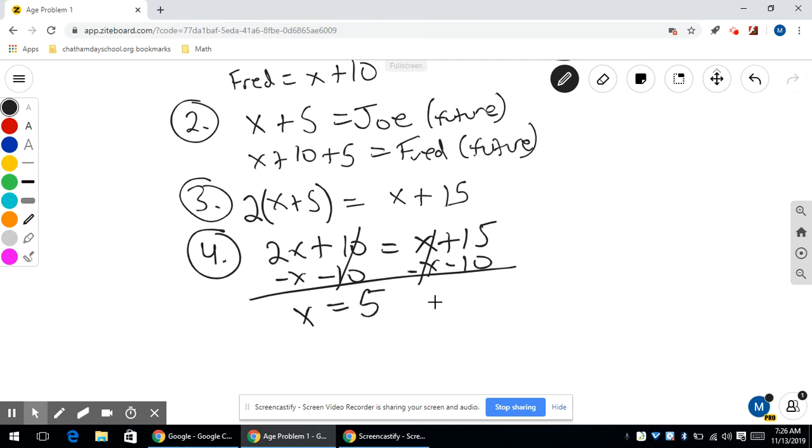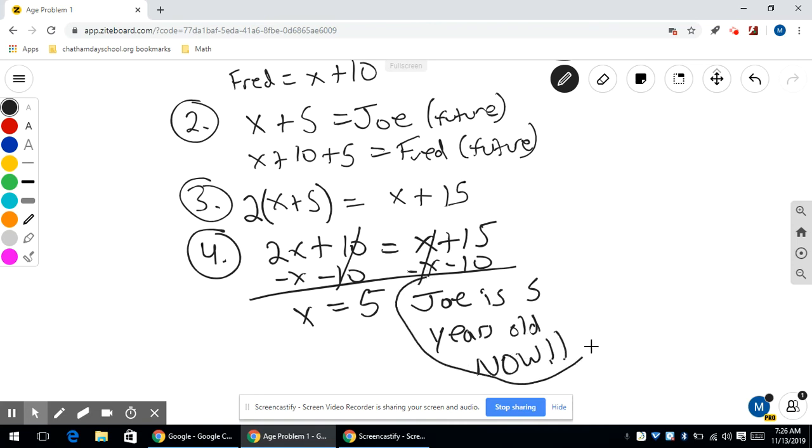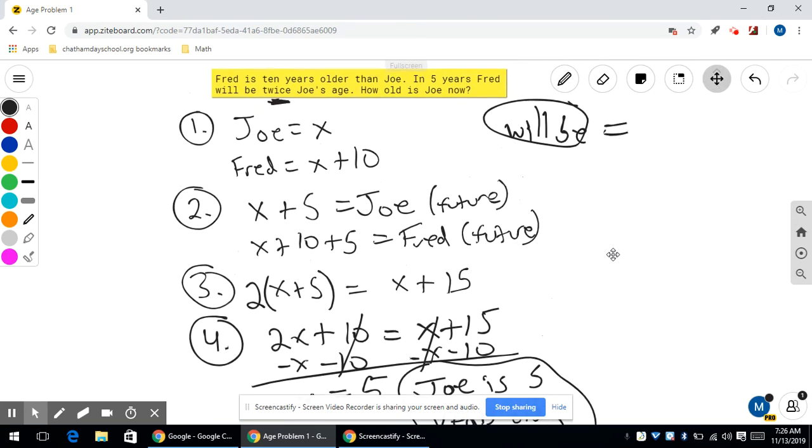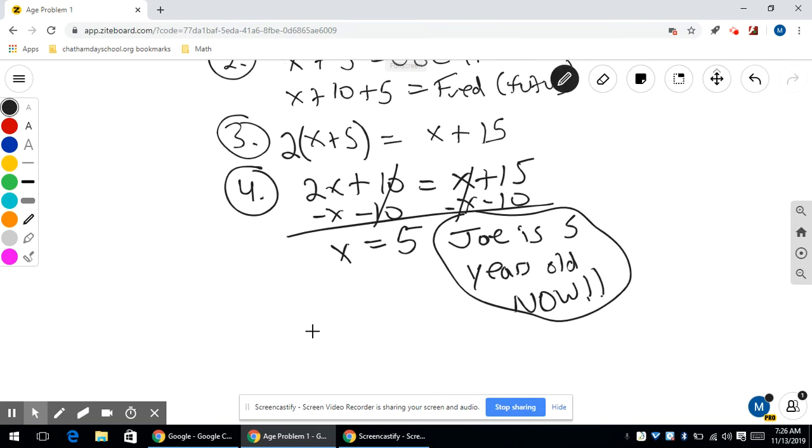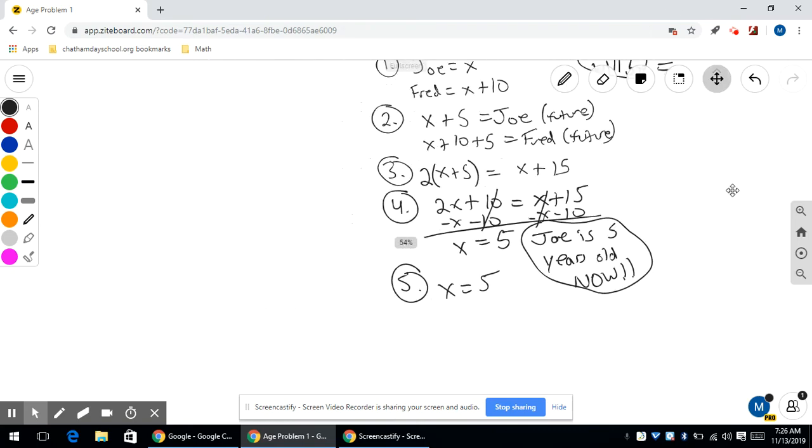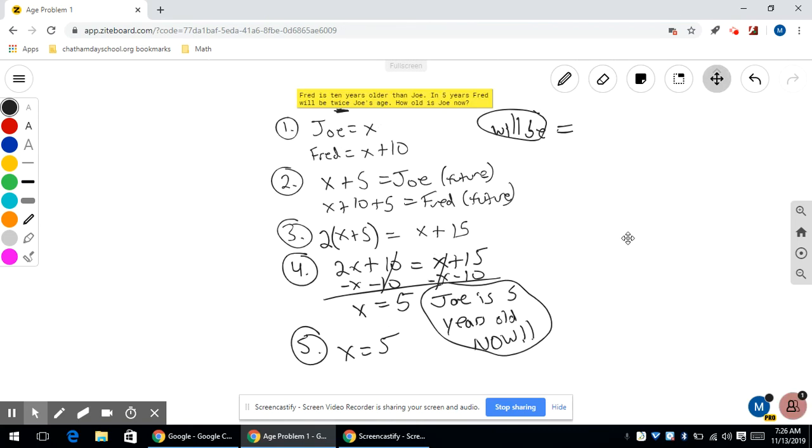So that means that Joe is 5 years old now, right? This is representing Joe's age now. And if we plug that back in, step 5 is to check your work. So 5, check your work. X equals 5. I need more room once again. Let me zoom out. Where's my question? There it goes.